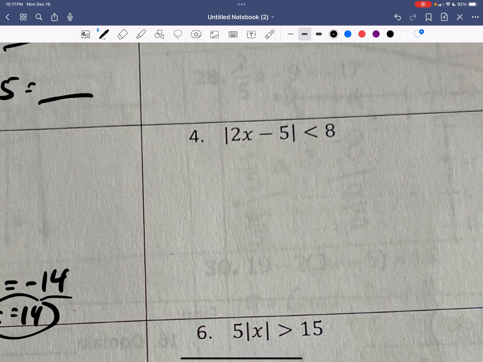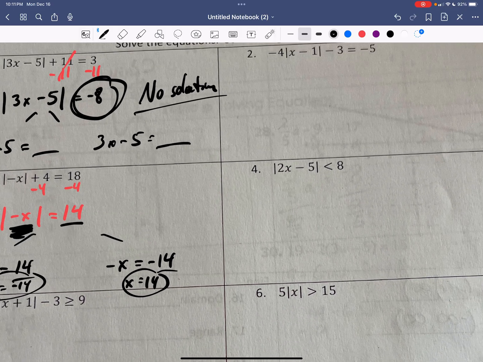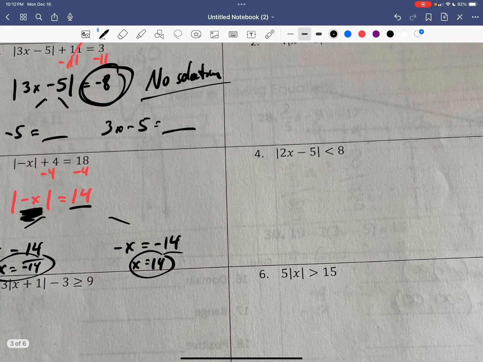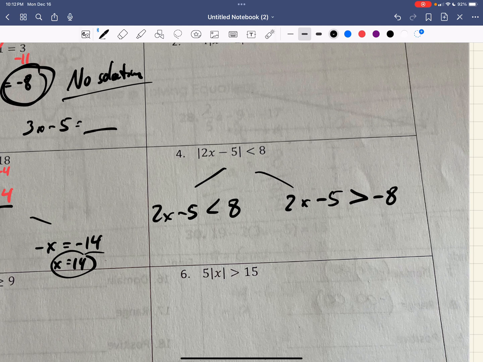Inequalities, so greater than, less than, greater than or equal to. Just be careful with this 2x minus 5. Now it's already by itself, which is great. We're still going to split this. We're going to say 2x minus 5 is less than 8. And then we're going to say 2x minus 5, and we know when we change that 8 to be negative, we have to flip that sign, so it's going to be greater than negative 8. And then we would just solve it.